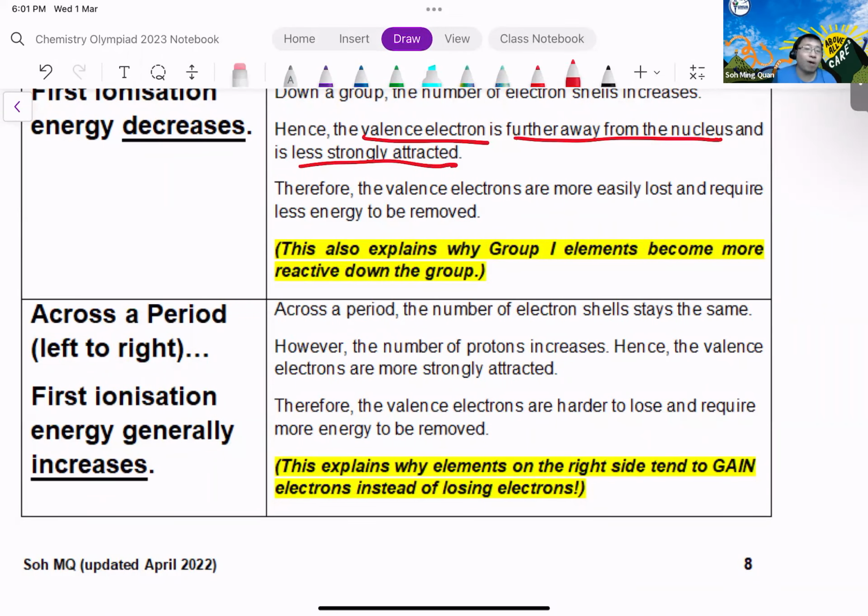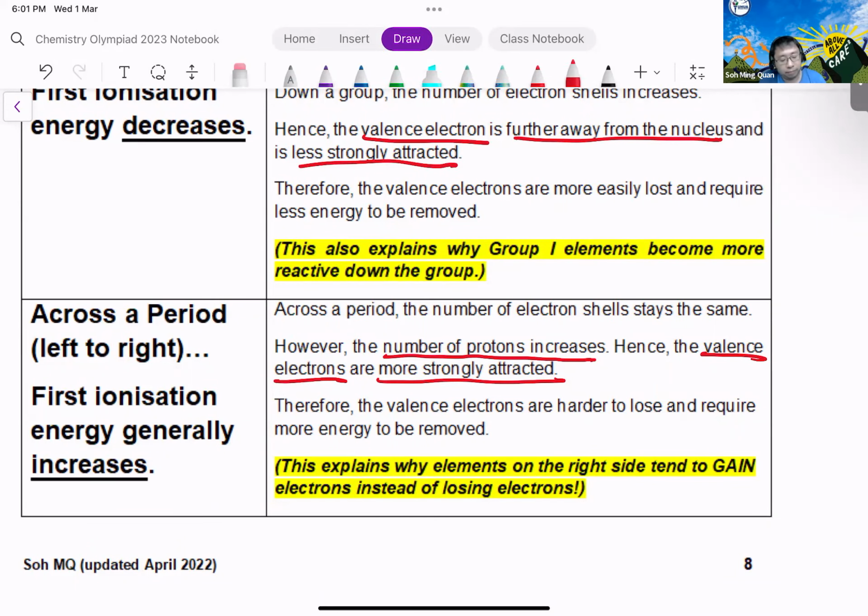All right. So why is this so? That's because as you go across a period, the number of protons increases. So they have more and more protons in the nucleus. If you have more and more protons inside the nucleus, there are more protons to attract the valence electrons strongly. And so the valence electrons become harder to lose. You need more energy to remove electrons from elements on the right-hand side of the periodic table. And this explains why elements on the right tend to gain electrons instead of losing them.